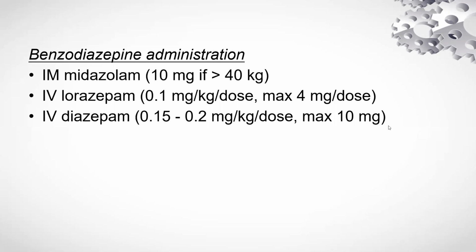Either we can use intramuscular midazolam, 10 milligram if the weight is more than 40 kg, or IV lorazepam in the dose of 0.1 mg per kg per dose. Maximum is 4 milligram per dose. We can repeat lorazepam once if the seizures are not controlled. Or IV diazepam in a dose of 0.15 to 0.2 mg per kg per dose, and the maximum dose is 10 mg.